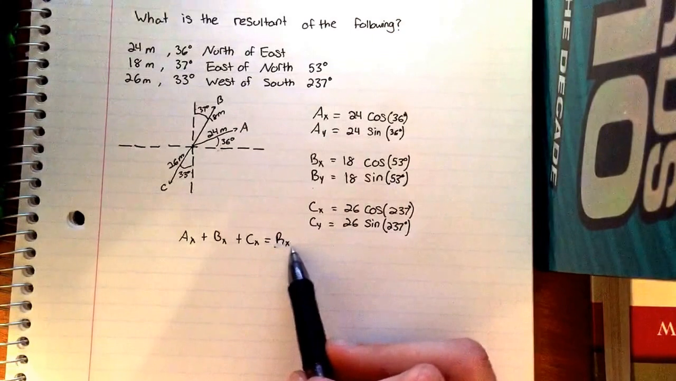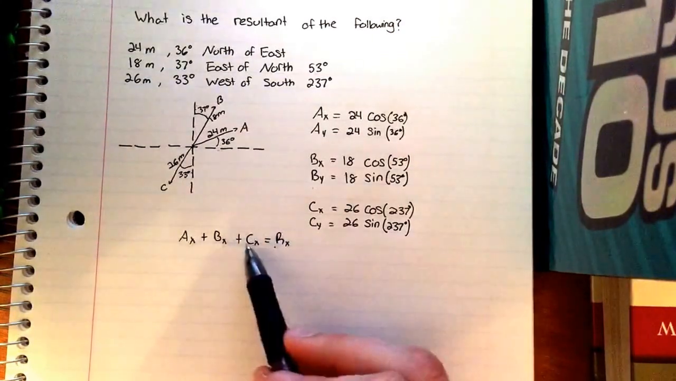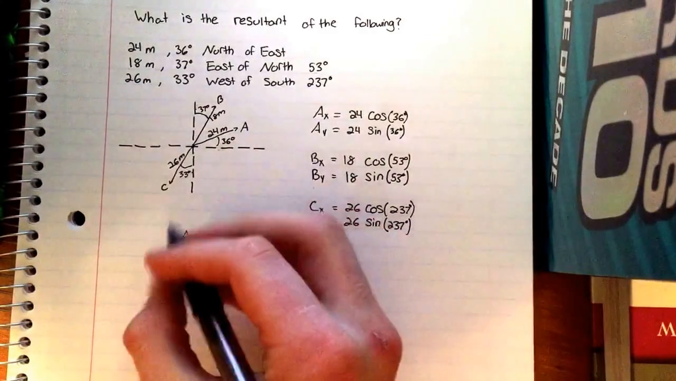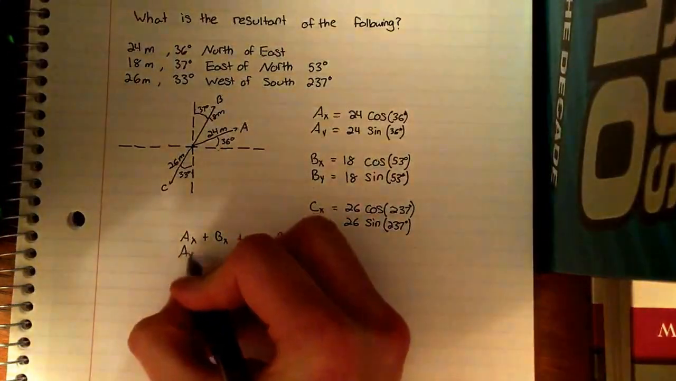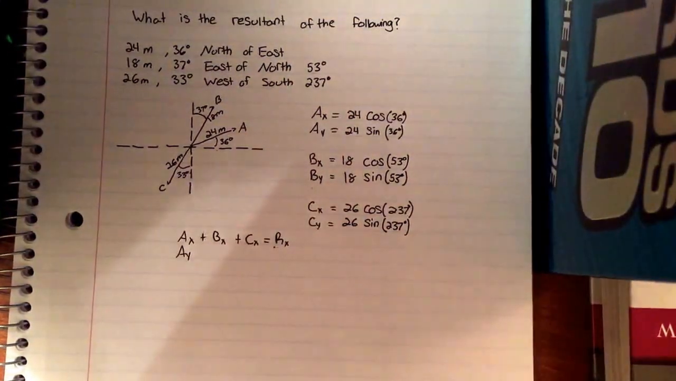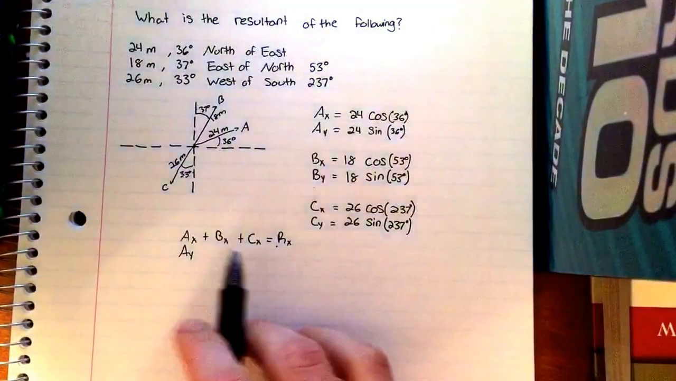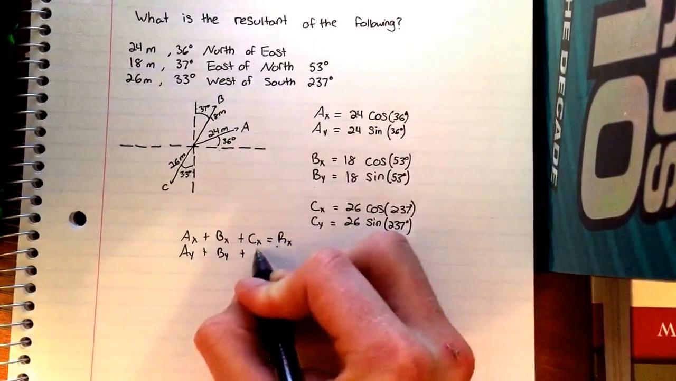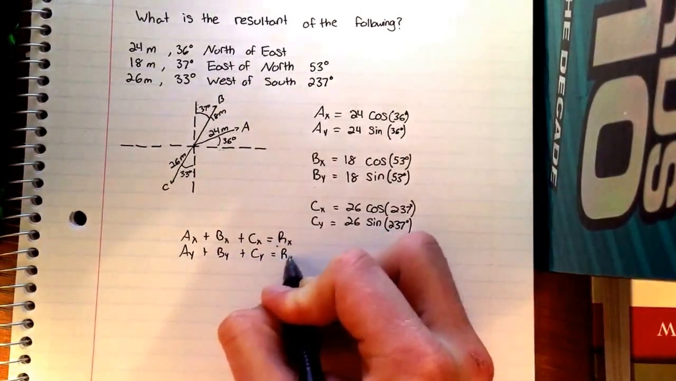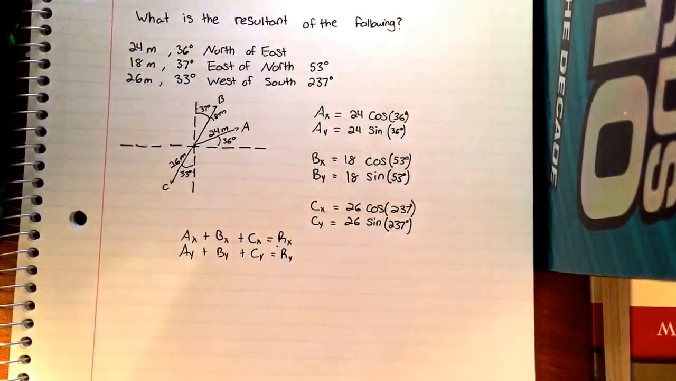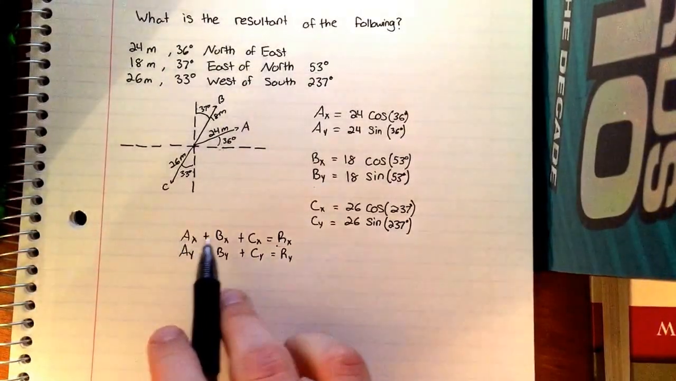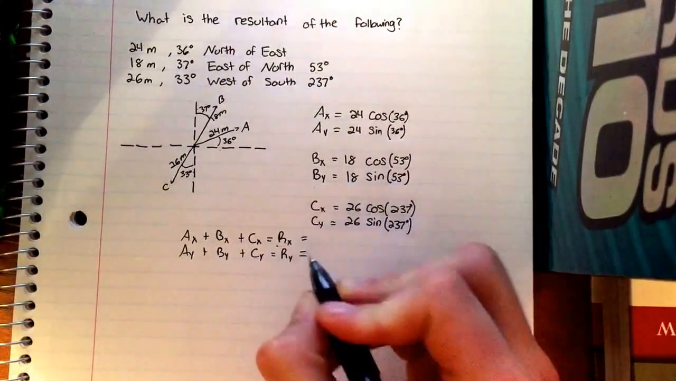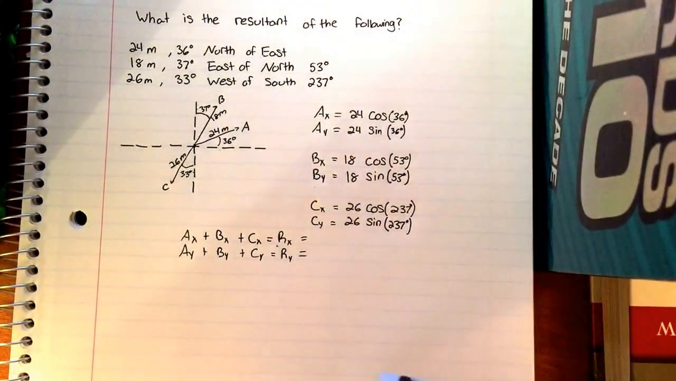What you're knowing is this is the sum of all of the x directions, all of the horizontal directions. And the same thing for y: ay plus by plus cy equals ry. So now we can go ahead and put ax plus bx plus cx into our calculator, calculate what rx equals, and ry. I'm going to go ahead and do this right now.